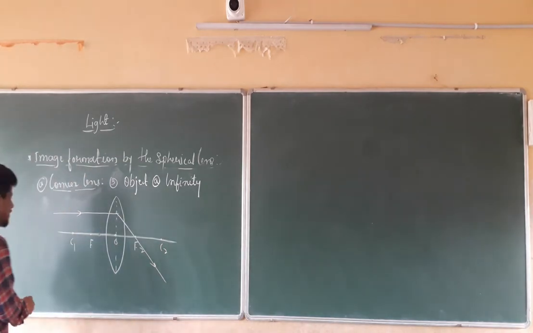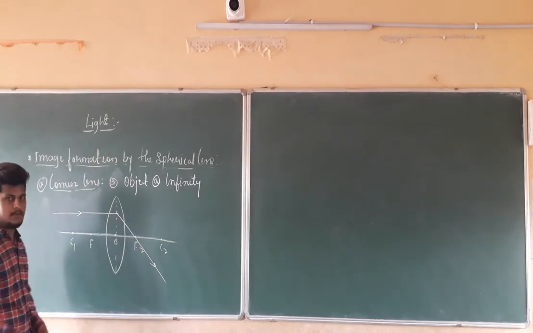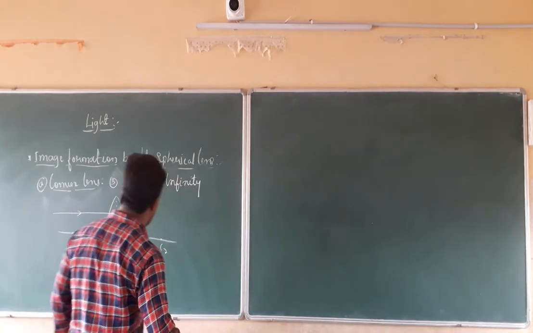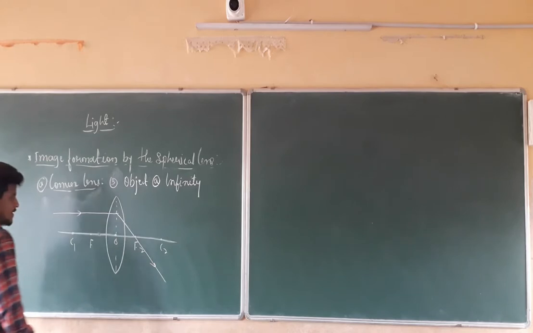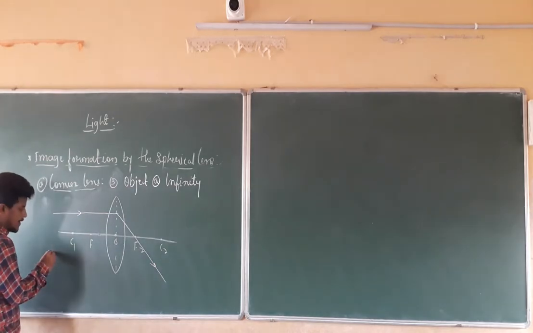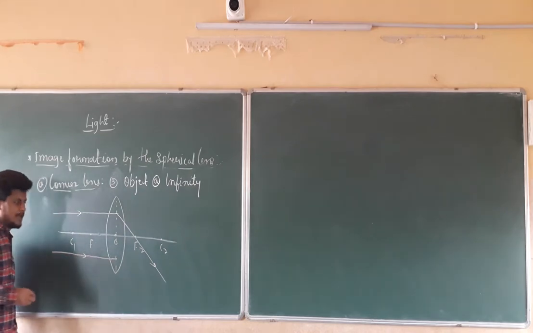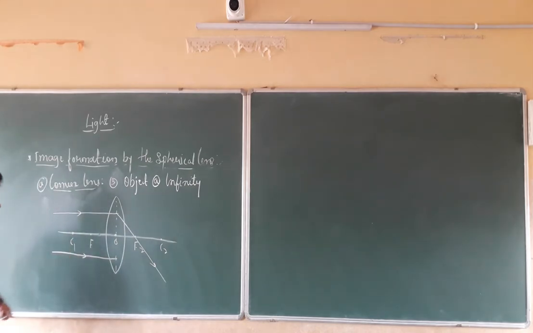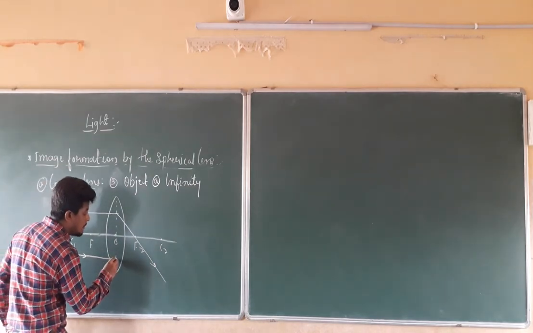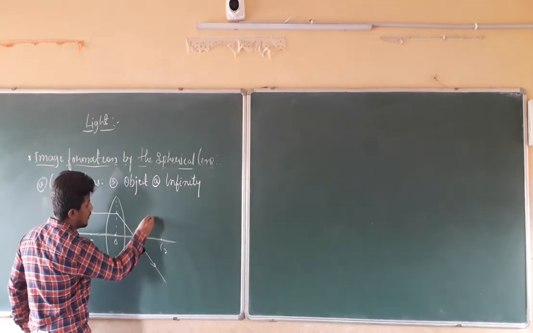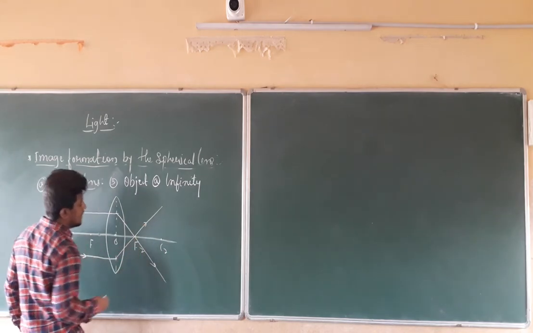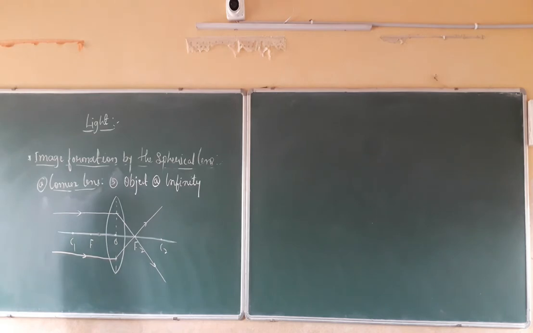In the same manner, another light ray which is coming from infinity, from the object which is kept at infinity, is also traveling parallel to the principal axis. On refraction, it is going to pass through the principal focus.